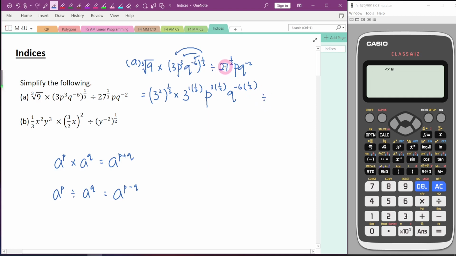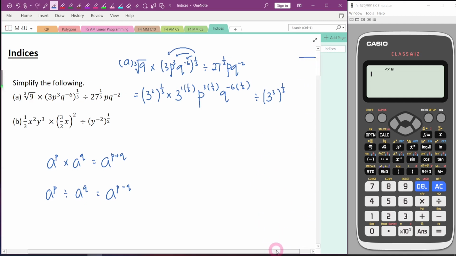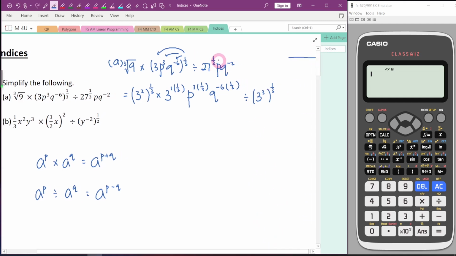So 27, remember, you can change the way of writing this 27, but you cannot change its value. 27 is actually equal to 3 power 3, right? Okay, so 1 over 3. So this p, you notice that here you don't have any parentheses. So the power negative 2 is only for q.